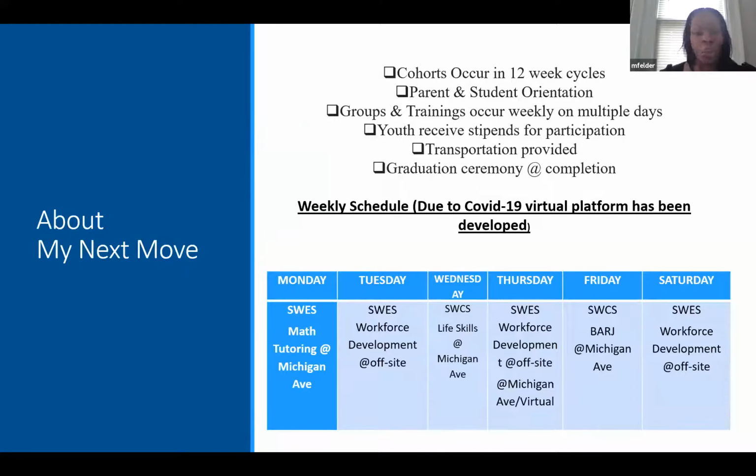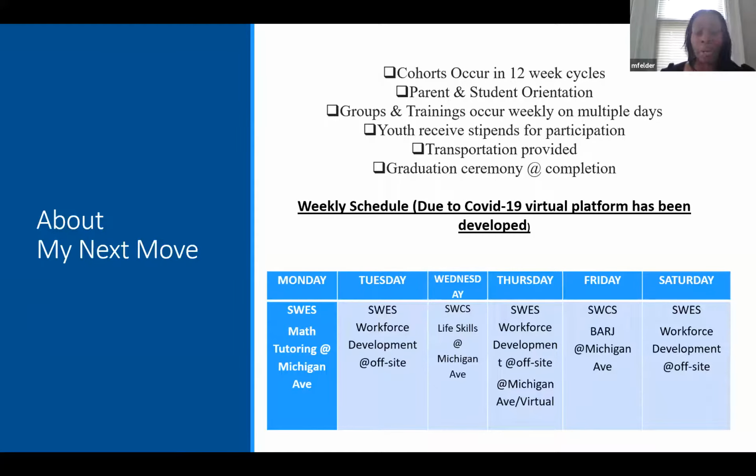Groups and trainings occur weekly, as you can see, on multiple days. The youth receive a stipend for their participation. They are provided with transportation. And then lastly, there is a graduation ceremony once they complete the courses.